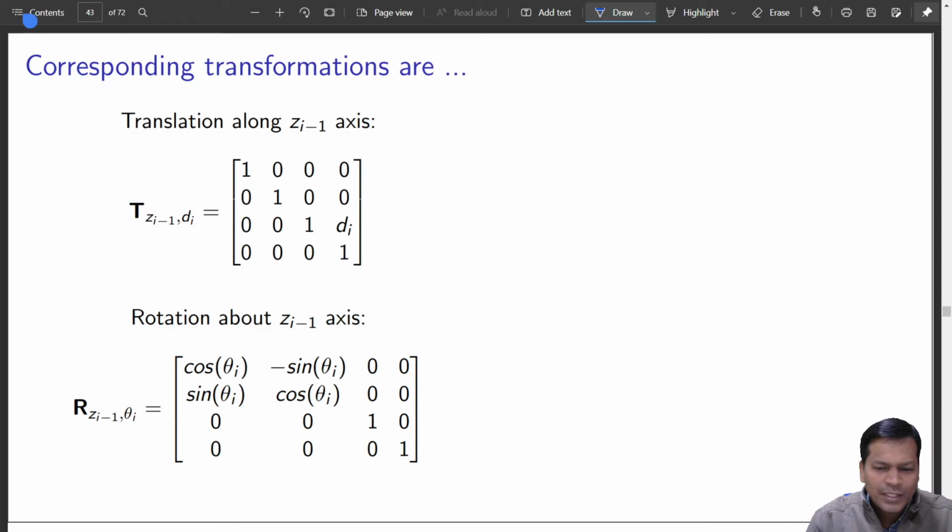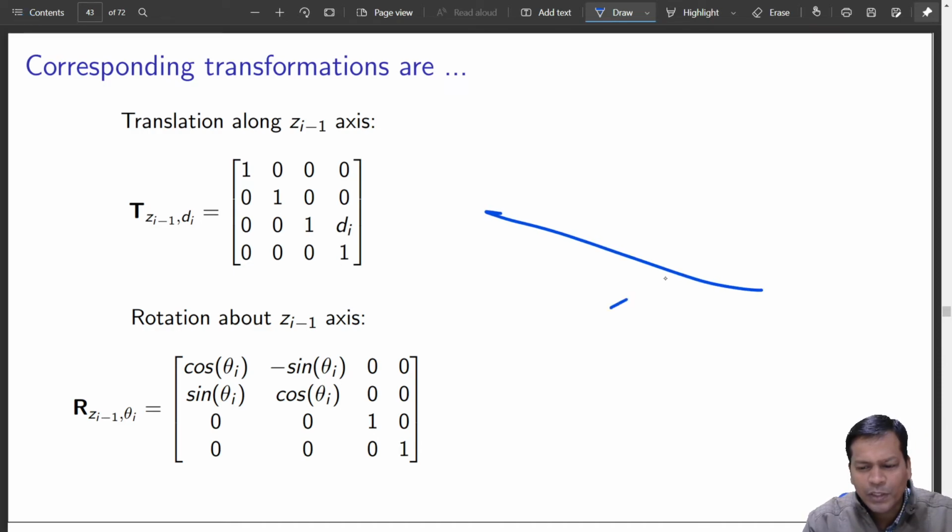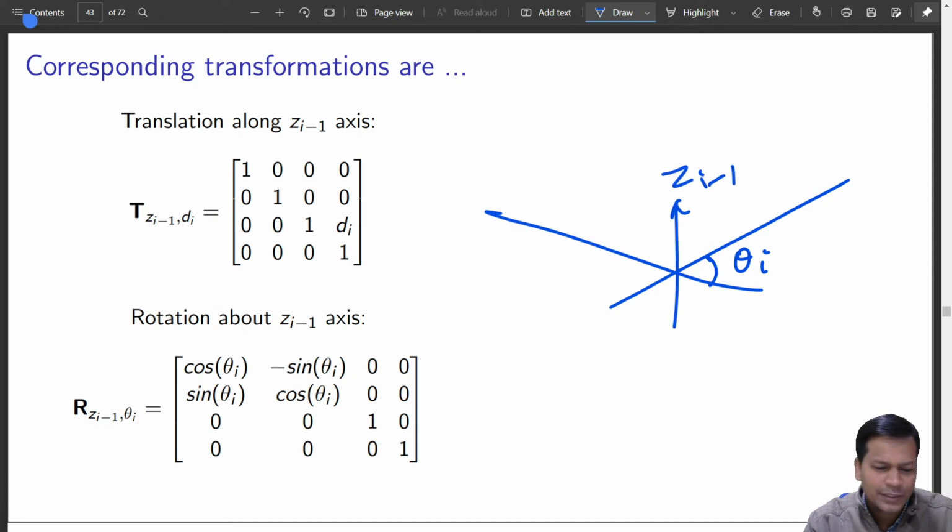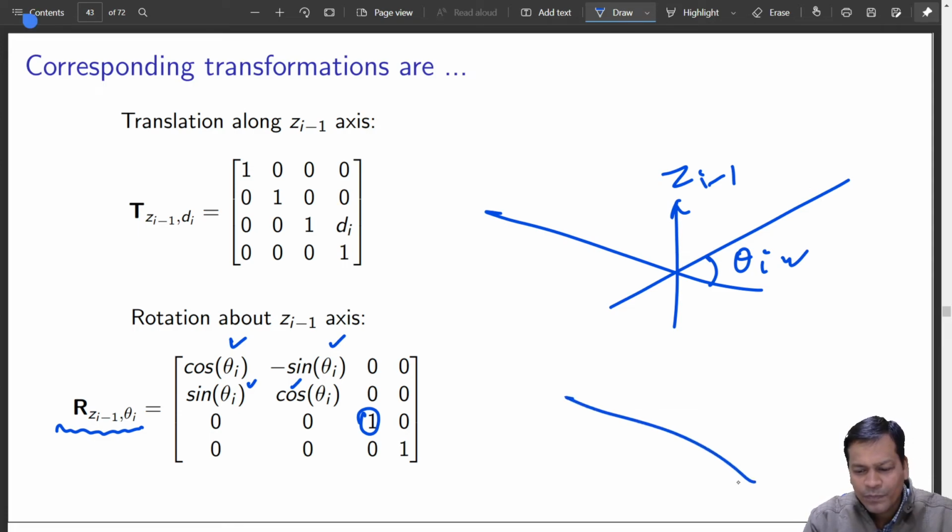Next is rotation. If you look from the top, there is rotation by an angle theta i, and this is your z(i-1) axis, is it not? So rotation about the z(i-1) axis by an angle theta i. So this is rotation about z by angle theta i, is it not? So that is your second transformation. You reached from this location to this location now. Okay, and now you have a frame.